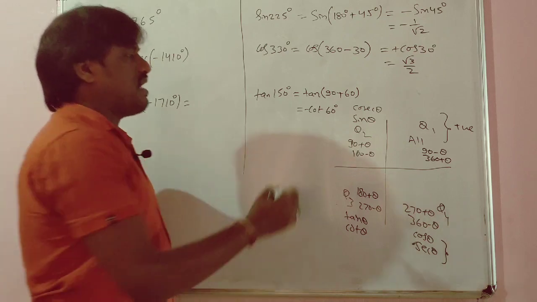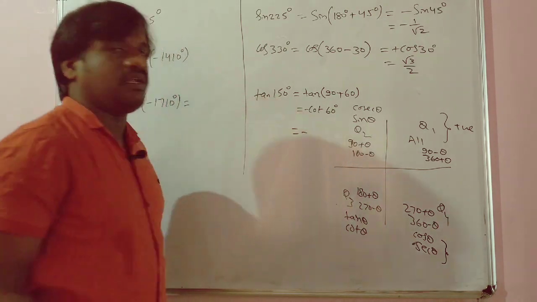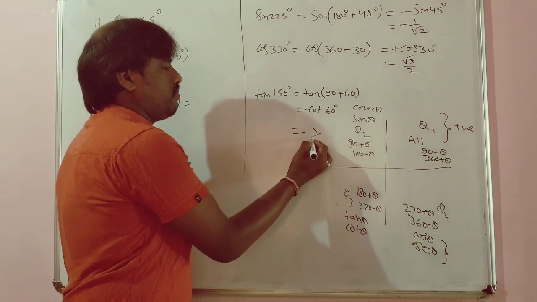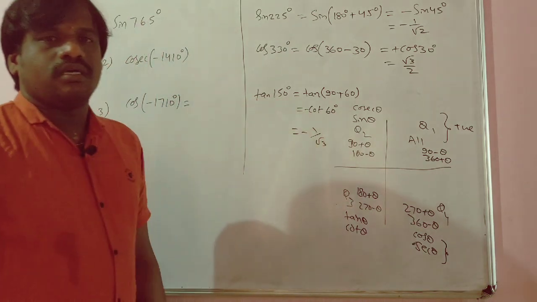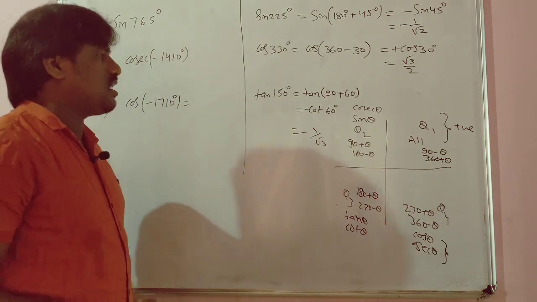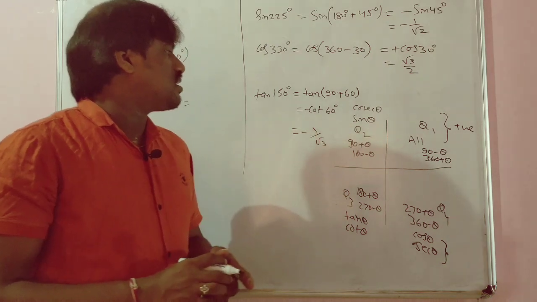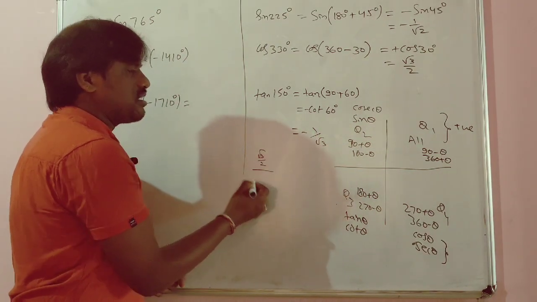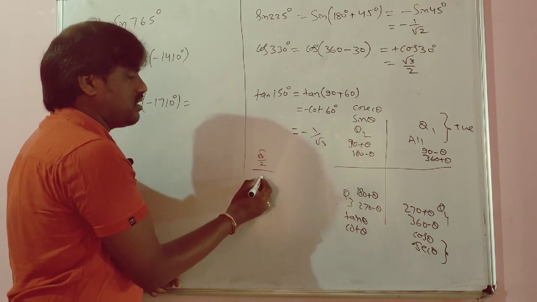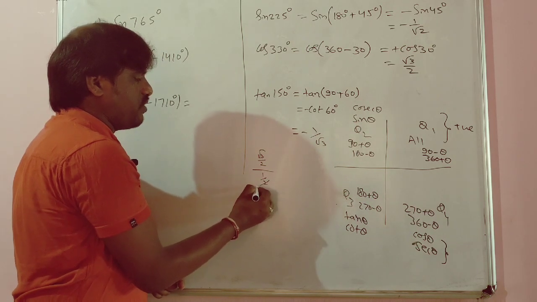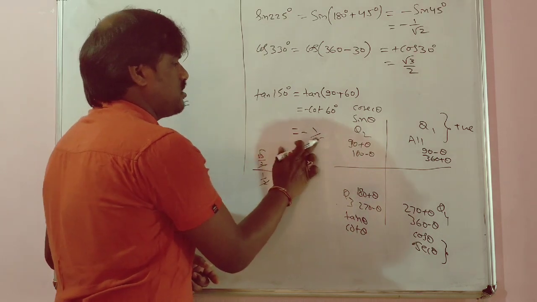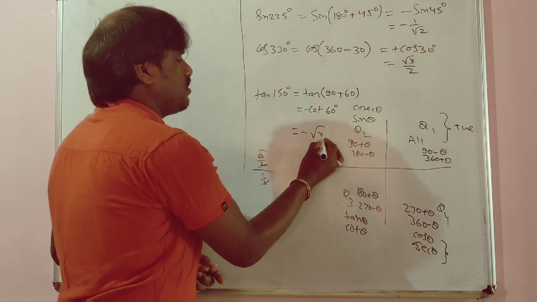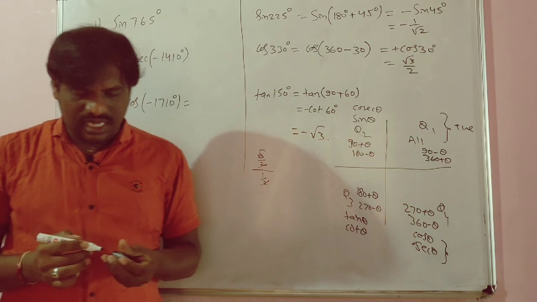So cot 60 degrees value is how much? Minus 1 by root 3, right? You know tan 60. Sin 60 is root 3 by 2, and cos 60 is 1 by 2. If you cancel, this is root 3. So you get minus root 3 as the answer. Okay, so that is the answer.